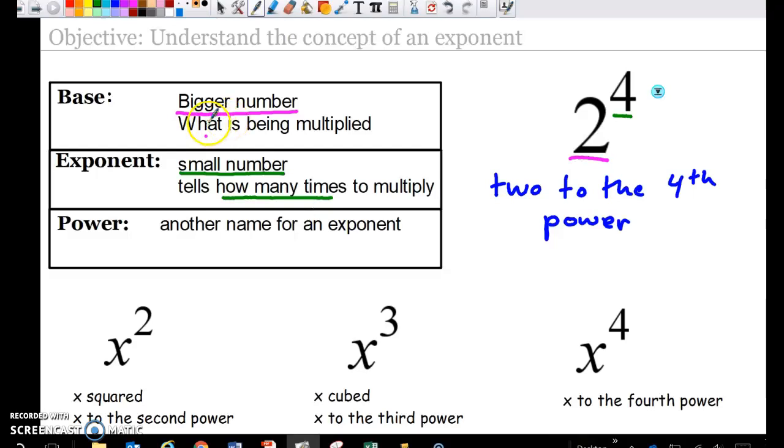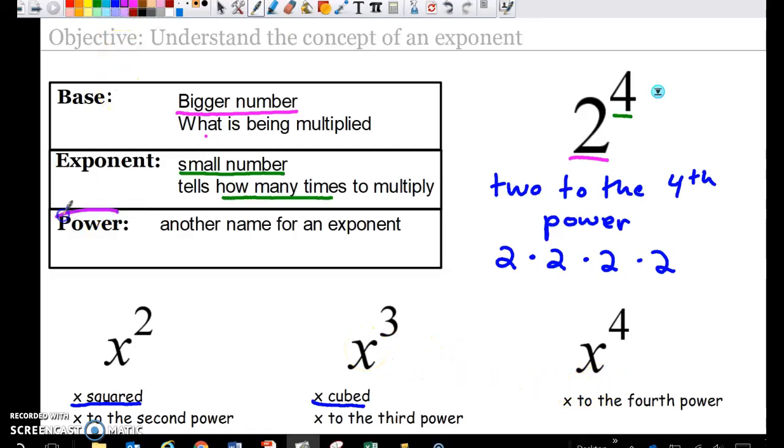I am multiplying the base, what? I'm multiplying 2 4 times. So 2 to the 4th power could be written as 2 times 2 times 2 times 2. I was multiplying my base 4 times. If you have a variable base, you'd say x to the 2nd power. Some of these have special names, like x squared or x cubed. But in general, you could say any of these exponents as the base to whatever exponent power. This expression is x to the 4th power.